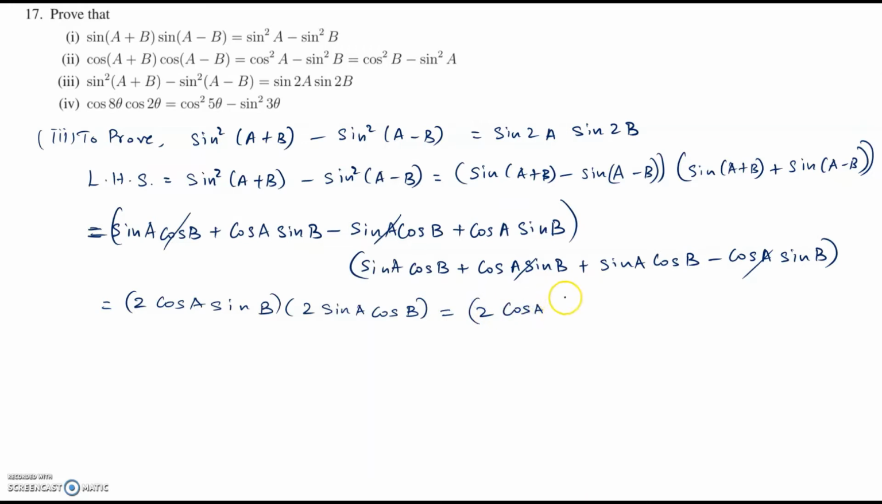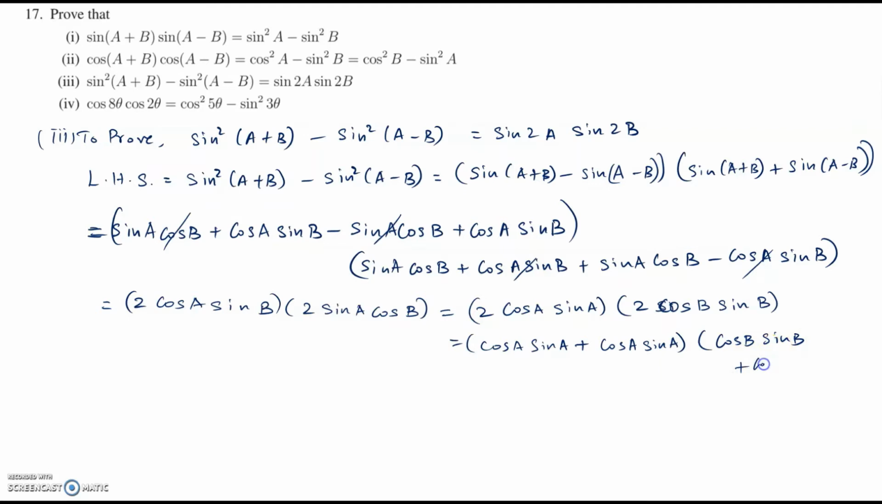cos A sin A into 2 times cos B sin B. Yeah, it's the same as cos A sin A plus cos A sin B into cos B sin B plus cos B sin B.